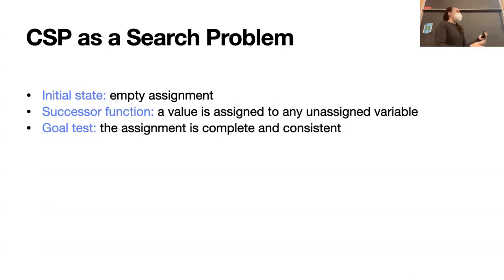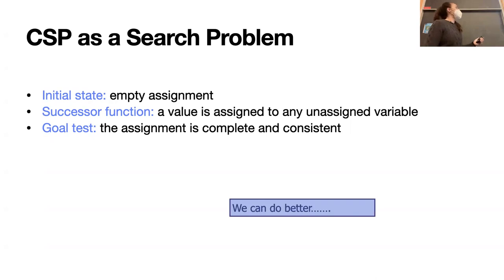Now, this is a very naive approach, right? This means we're going to try every possible set of configurations. And we can do better, right? So essentially what we're going to be seeing in this class, as we've probably seen so far, is that first we start with something naive and then we make it better and better and better.